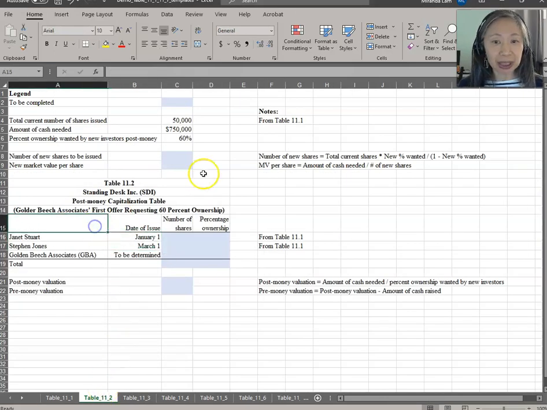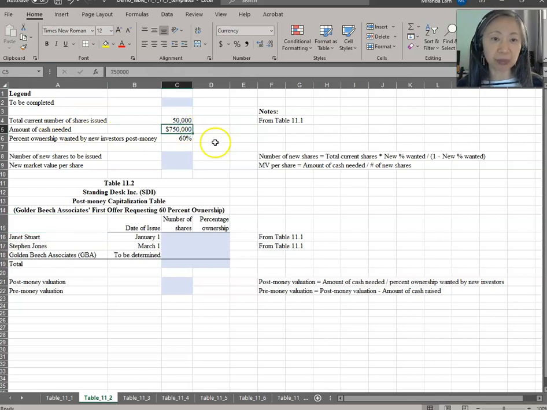In table two, they decide to seek outside financing. They find an angel investor. It's called GBA, Golden Beach Associates. And there are a number of things that you want to take into account. One is that the amount of cash they need is $750,000. In the initial initiation, they were offered $750,000 for 60% of the firm. So they have to give up a majority of the firm. So let's take a look at what this will look like.